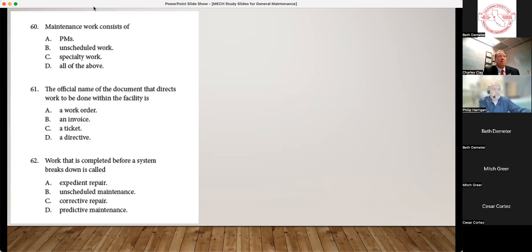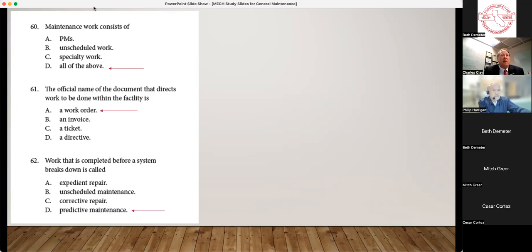Question 60: maintenance work consists of PMs, unscheduled work, specialty work, or all of the above. 61: the official name for the documentation that directs work to be done within a facility is a work order, an invoice, a ticket, or directive. 62: work that is done before the system breaks down is called expedient repairs, unscheduled maintenance, corrective repairs, or predictive maintenance. Next slide, please, with the answers.